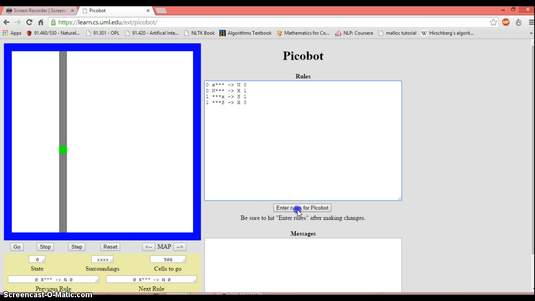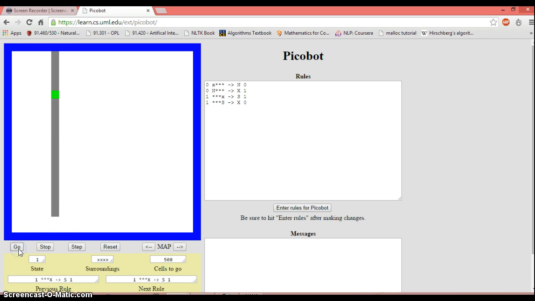Alright, now I'll enter these rules. I'll reset the map, and when I hit go, it'll start executing these rules however it executes them, as I will later describe, and we'll be able to see it move up and down repeatedly.